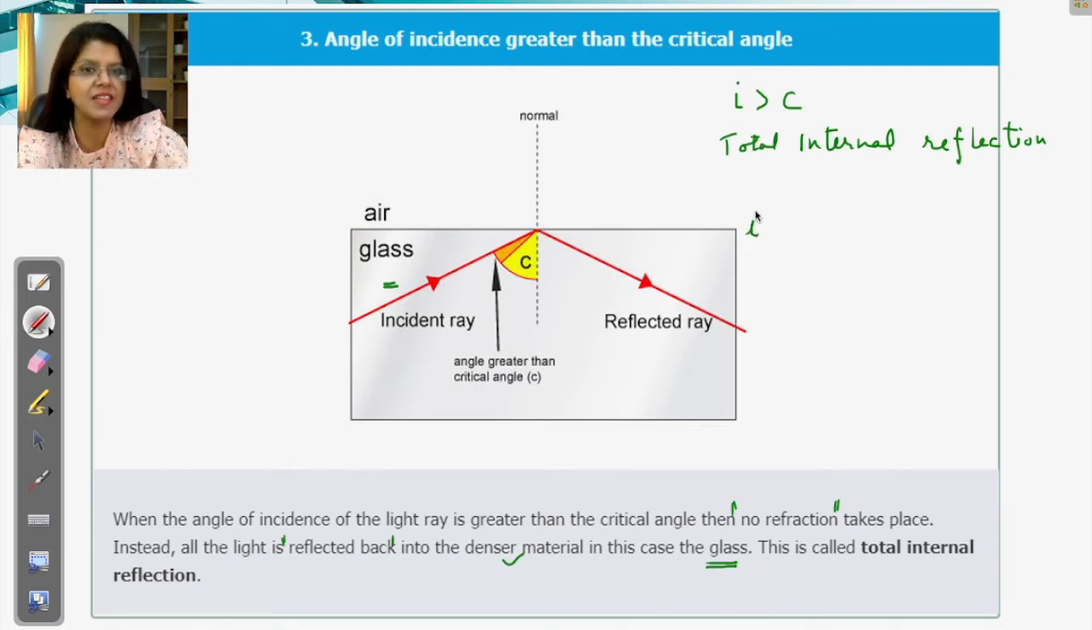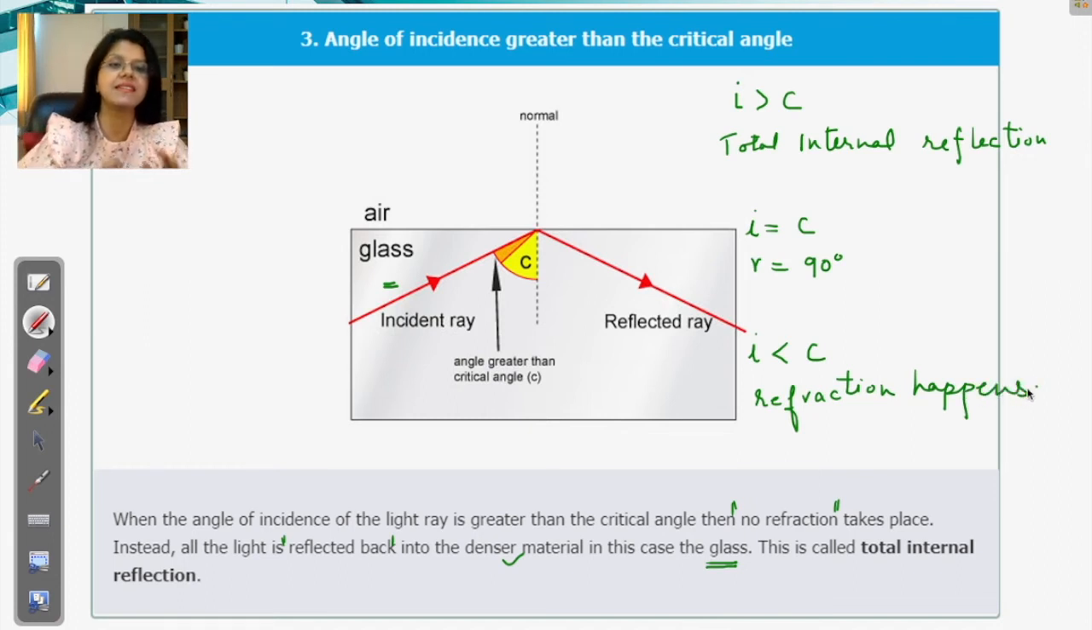When I is equal to the critical angle, then what happens? Then R is equal to 90 degrees, the angle of refraction becomes 90 degrees. When I is less than the critical angle, then what happens? Refraction happens. So these are the things that you need to take care of, right?